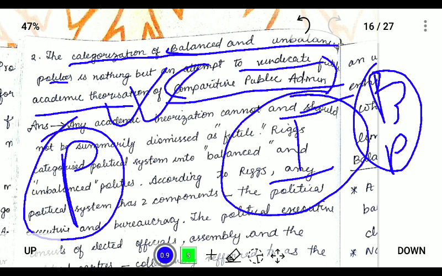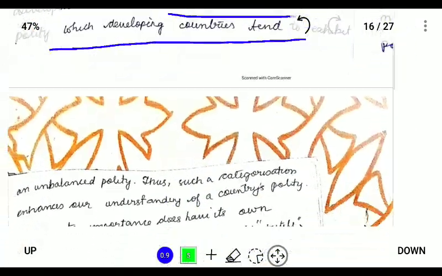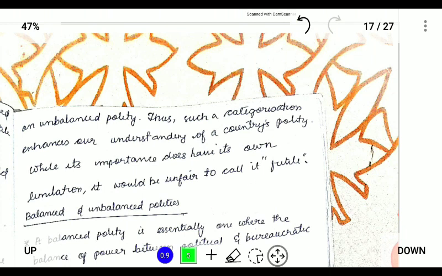So the question is asking that the categorization of these two types of system is nothing but to vindicate academic theorization. It would be unfair to judge each country, but the answer is saying that such categorization enhances our understanding of a country's politics. So it is not wise to categorize each political system blindly, but to understand the administration system of each country, come to a conclusion and learn from mistakes.